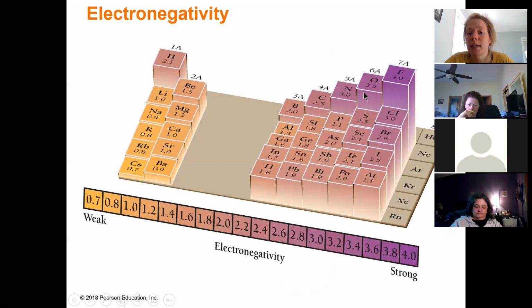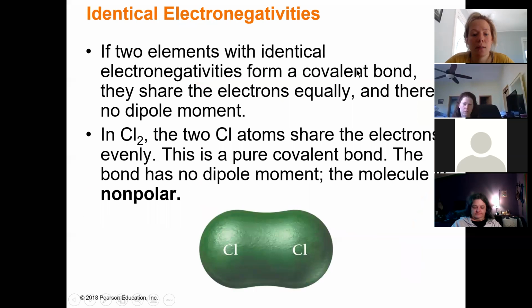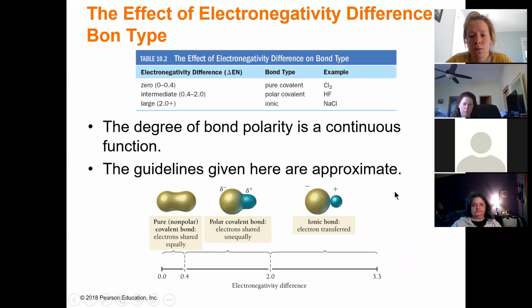If you have an electronegativity, these are the numbers for all the electronegativities. If you have an electronegativity difference, usually between like 1.5 and 1.8, you have a polar covalent bond. So hydrogen's over here, oxygen's over here. When I subtract those two from each other, we get a difference that falls into this polar covalent bond, where they're sharing them, but they're not sharing them equally. And there's a chart that I like over here.